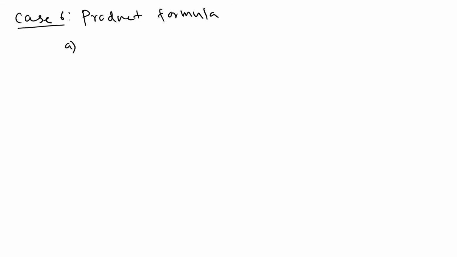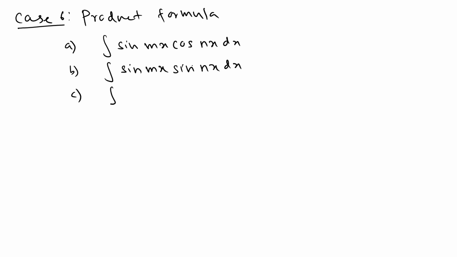So that means we can integrate these kinds of problems. We can integrate sine mx cosine nx dx. You can see now it's a product. Then we're going to do sine mx sine nx dx, and also cosine mx cosine nx dx. These are the 3 types: sine cosine, sine sine, and cosine cosine.